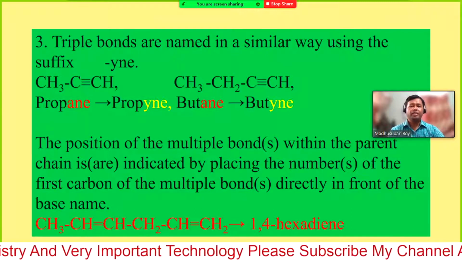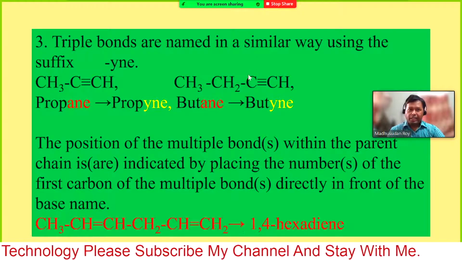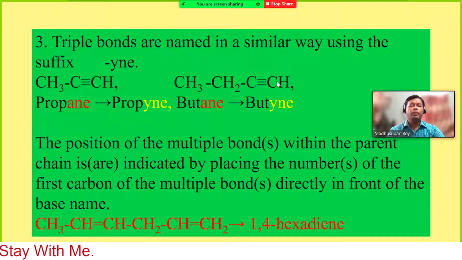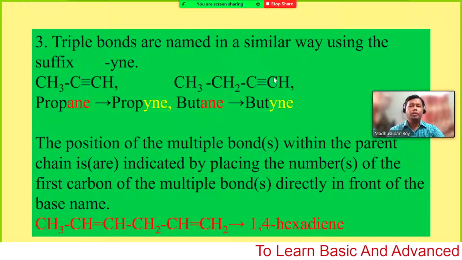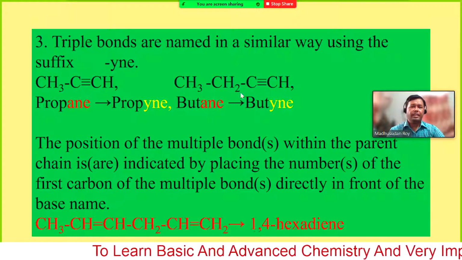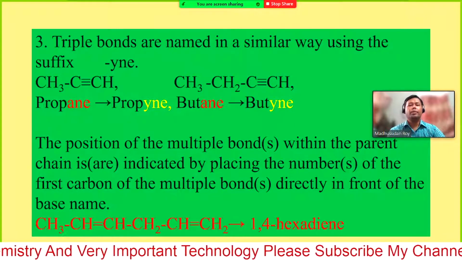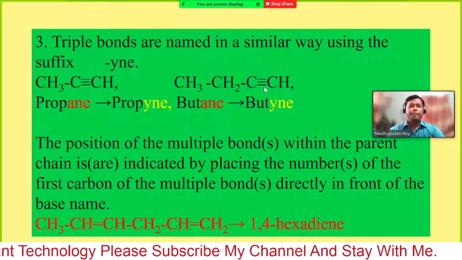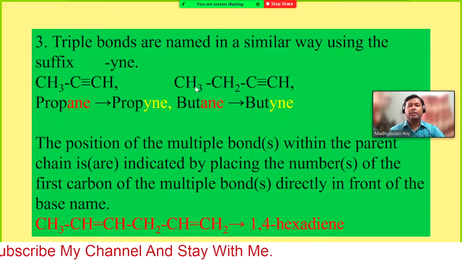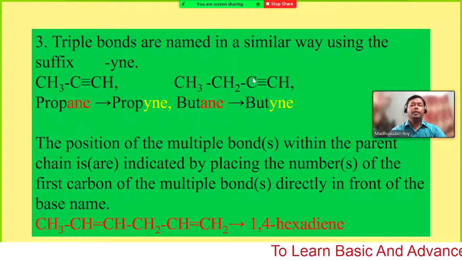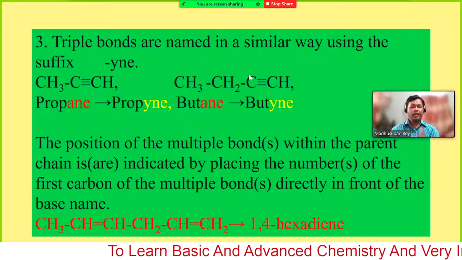So how can we mention the position of the double bond or triple bond? Just find the double bond or triple bond and number the first carbon. If you have the triple bond between these 2 carbons and you number the carbons from this direction, 1, 2, 3, 4, then the triple bond is between carbon 1 and carbon 2, so you mention the position as 1. If you number in this other direction, 1, 2, 3, 4, the triple bond is between carbon 3 and 4, so you mention the position as 3, because you need to mention the first carbon.